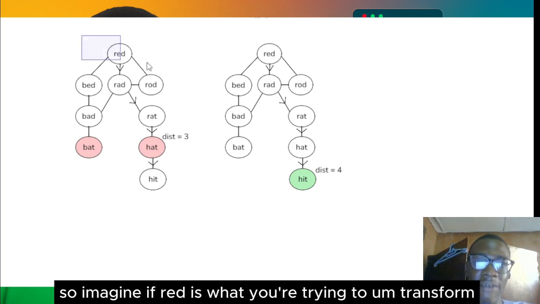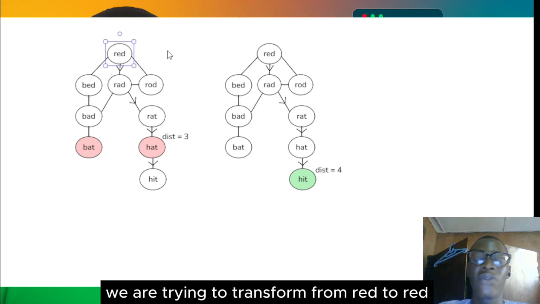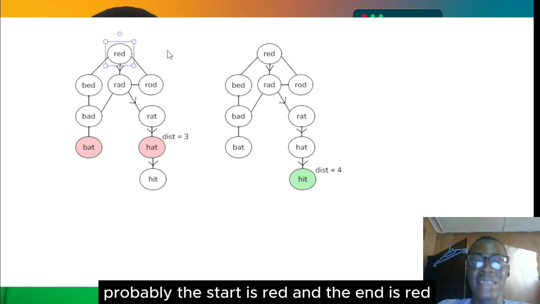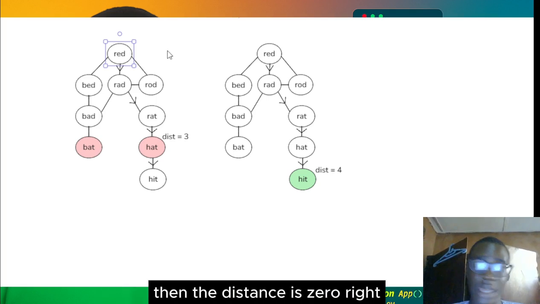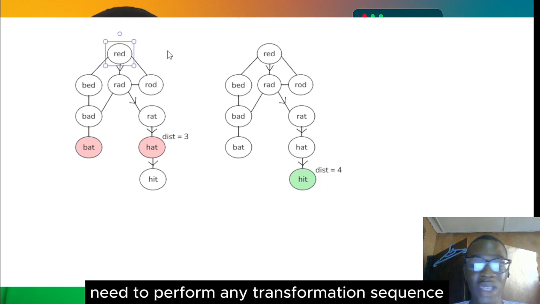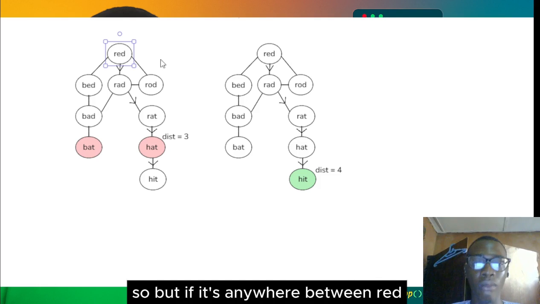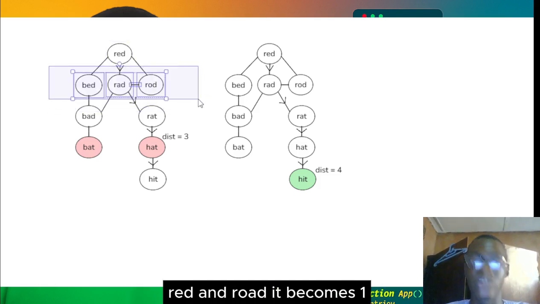So imagine if red is what we are trying to transform. I don't know if you understand. I'm quite sure you understand this, that if we are trying to transform from red to red, probably the start is red and the end is red, then the distance is 0, right? Because we are not actually going to need to perform any transformation sequence, because red is already at red, right? So but if it's anywhere between bed, rad, and rod, it becomes 1.